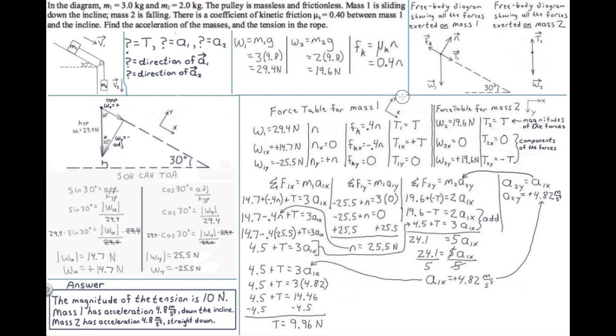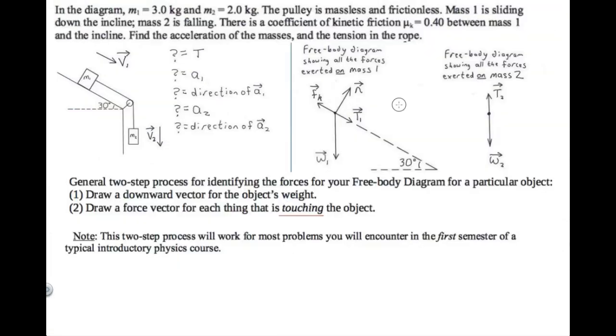Now let's do a recap of our work on this problem. In this video, we learned how to deal with a problem that involves two objects connected by a rope. For that type of problem, we draw two separate free body diagrams. We complete two separate force tables, and we apply the Newton's second law equations separately to each of the two objects. To complete the free body diagram for mass 1, we systematically ask, what is touching mass 1? To complete the free body diagram for mass 2, we systematically ask, what is touching mass 2?